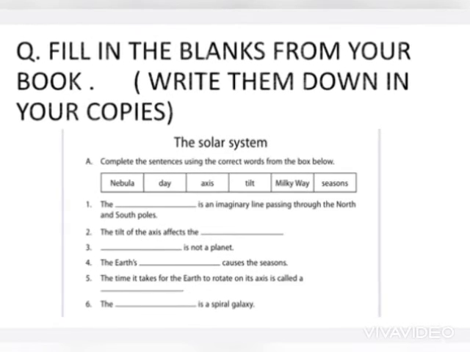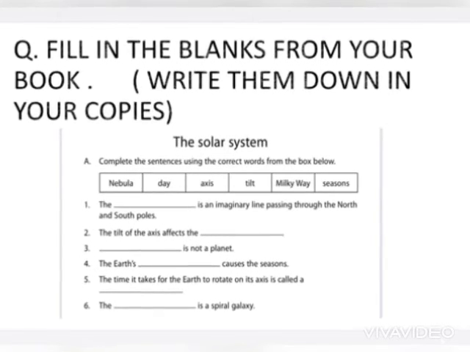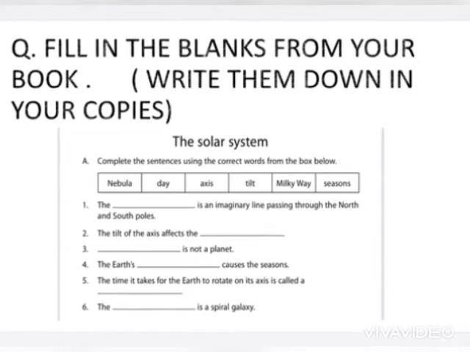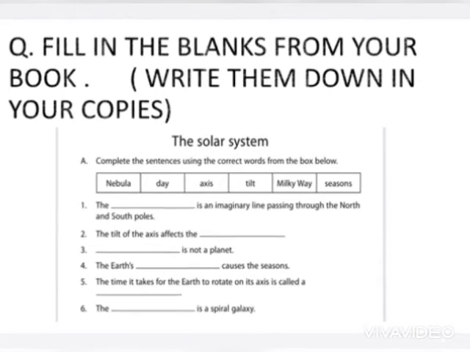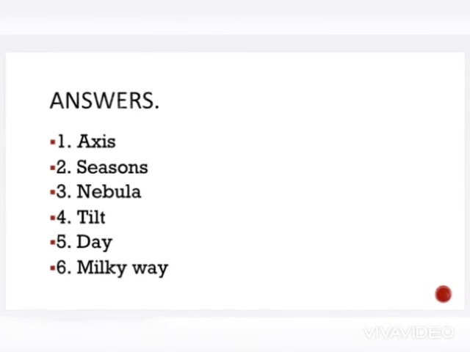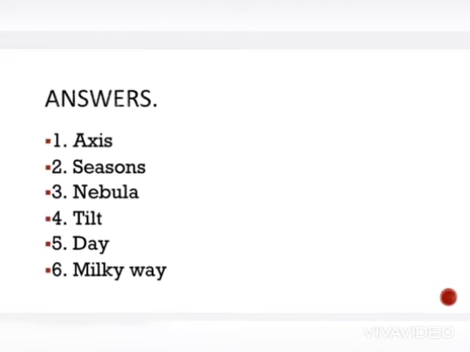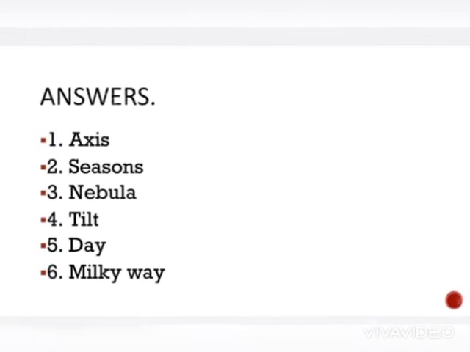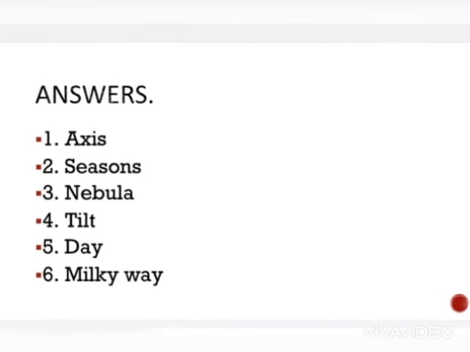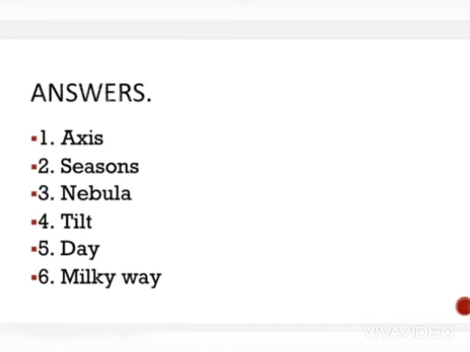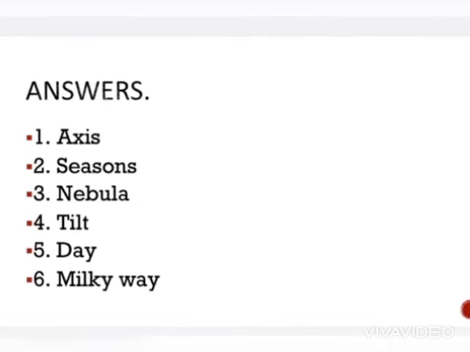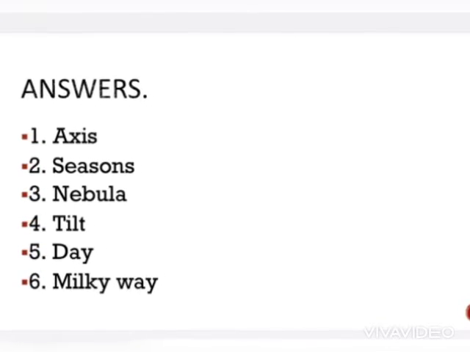First of all, you will write them down as they are in your notebook, and then in the next slide I have mentioned all the answers. The answer of number 1 is axis, number 2 season, number 3 nebula, number 4 tilt, number 5 day, and number 6 Milky Way. I hope you all get this and how to write it down. If you have any query, you can call me or you can ask me.